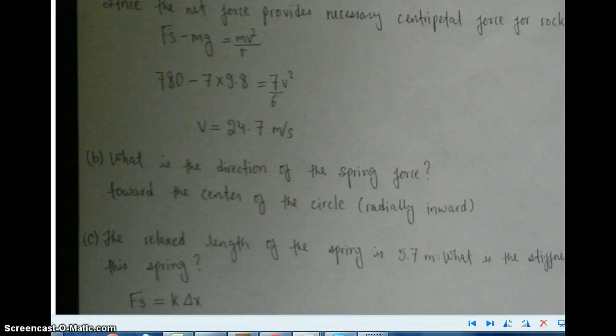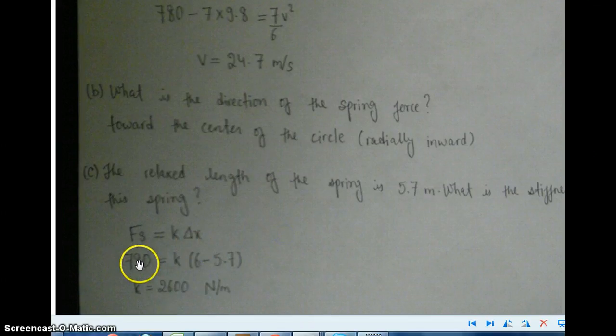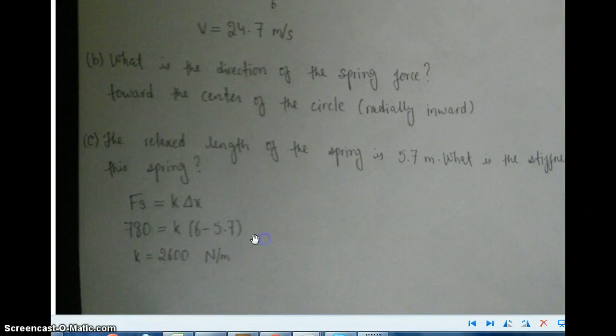See, the relaxed length of the spring is 5.7 meters. What is the stiffness of this spring? Spring force equals spring constant times change in length. Spring force, which is given as 780 Newton, equals spring constant times the change in length: 6 meters is the extended length and 5.7 meters is the original length. We get k equals 2600 Newton per meter, the stiffness of the spring.